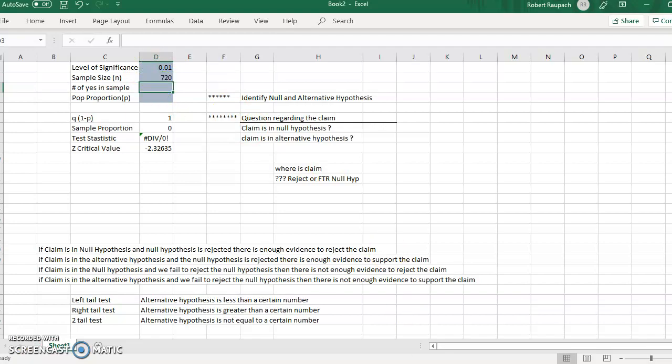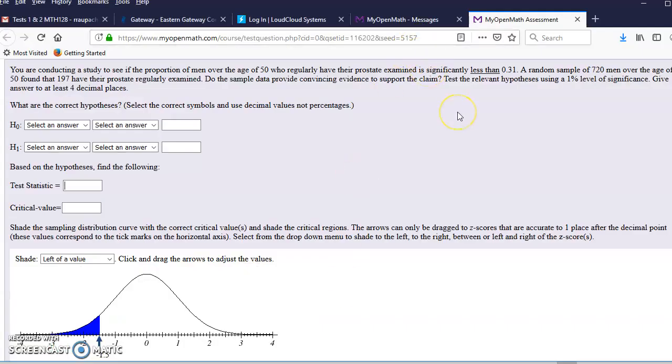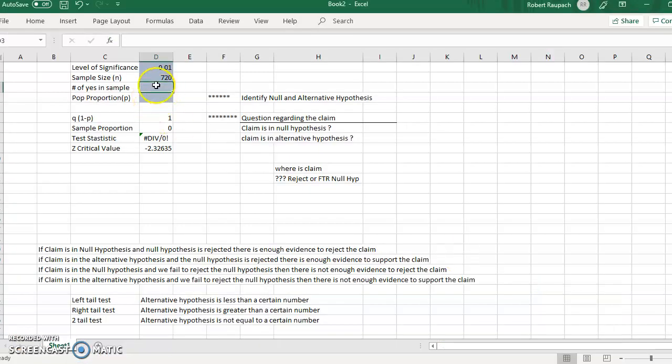And you could use this for future problems too, so make sure you don't screw up the calculations I did. 197. So 197 goes here. And what are they saying is the population proportion is 0.31. Okay, that's what's given in the problem. They say 0.31. There it is. Well, the Q doesn't really mean anything to you, but the sample proportion, in other words, 197 divided by 720, which is our sample proportion, that goes here.